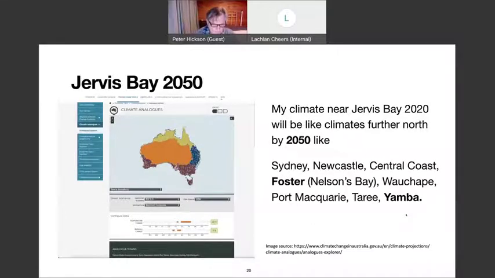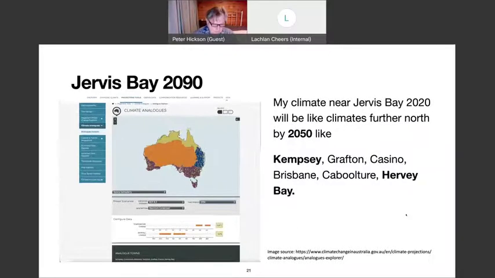And these are the towns that my climate will resemble in 2050. On the map, you'll see the grey dots indicating how my climate will shift northwards again, further up towards Queensland, Sydney, Newcastle, all the way up to Port Macquarie, Taree, Yamba. And in 2090, my home may be experiencing a Queensland coastal climate, anything from Kempsey up to Hervey Bay.